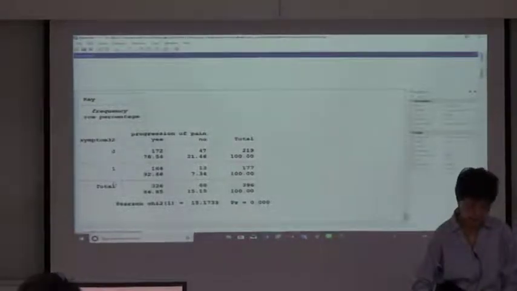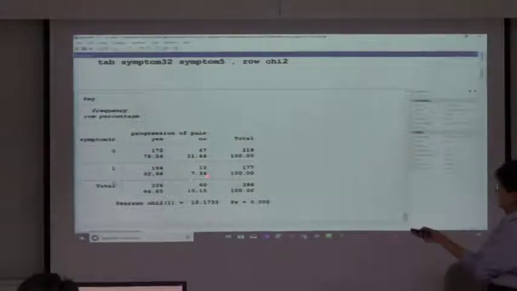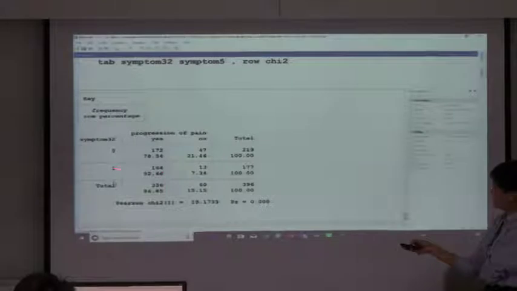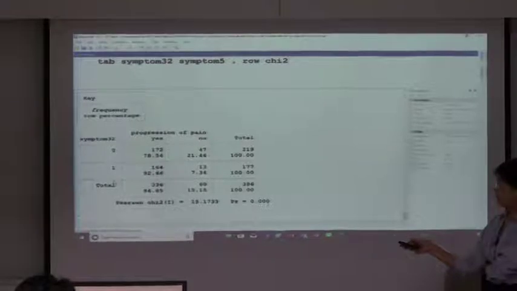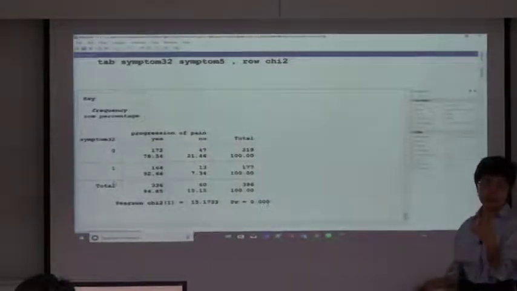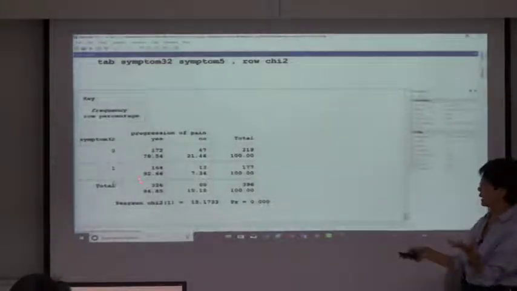So from this tabulation, I'll show you, among the patients who have migration of pain, 92% of them have progression of pain. Now the patients who do not have migration of pain, only 78% of them have progression of pain. So it might be common: if you have migration of pain, you are more likely to have progression of pain.